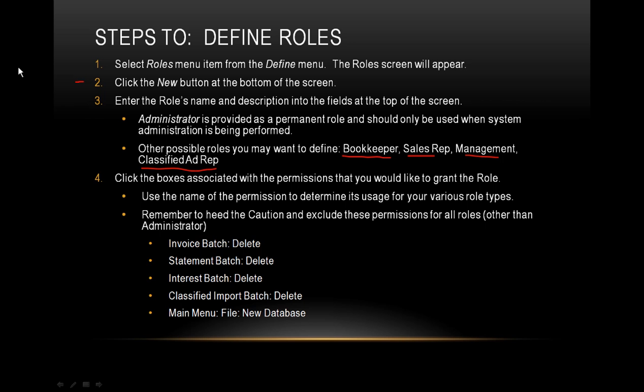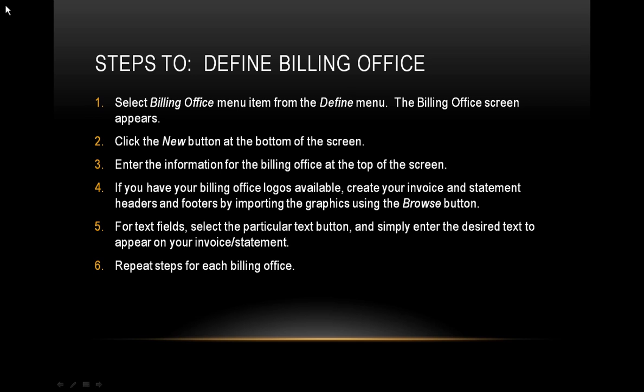So now let's go back to our slideshow, and we'll move on to steps to define a billing office. Again, select the billing office from the Define menu, and the billing office screen will appear. Click the New button at the bottom of the screen if we're not in New mode. Enter the information for the billing office at the top of the screen. If you have multiple billing office logos available, create your invoice and statement headers and footers by importing the graphics using the Browse button. For text fields, you can select the particular text button and enter all the desired text. And you want to repeat that for each of your billing offices.